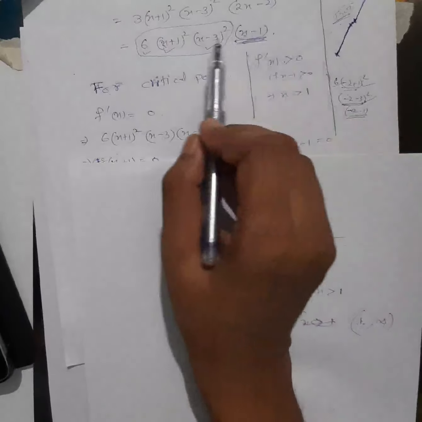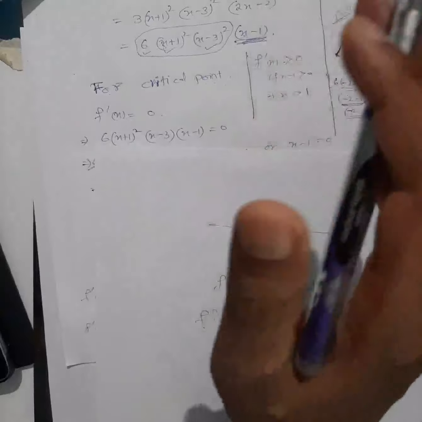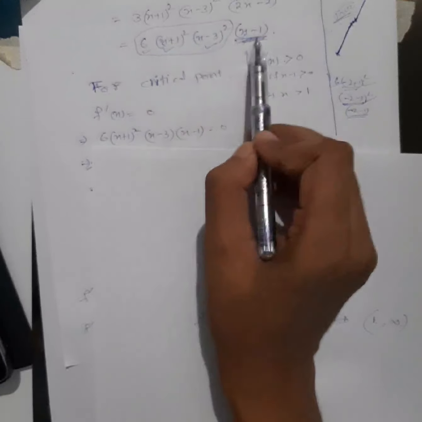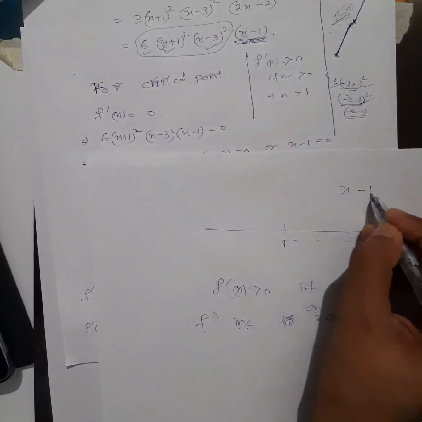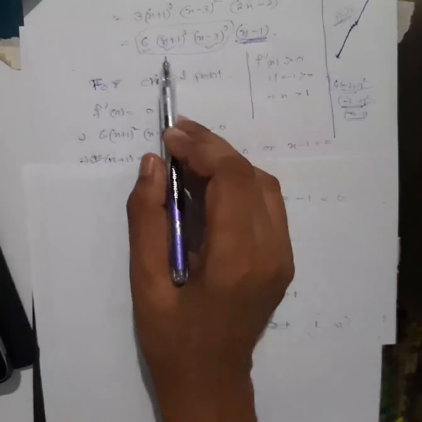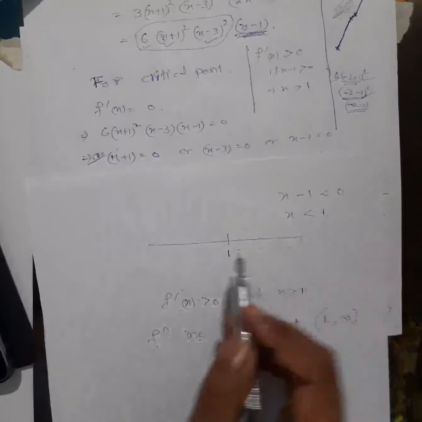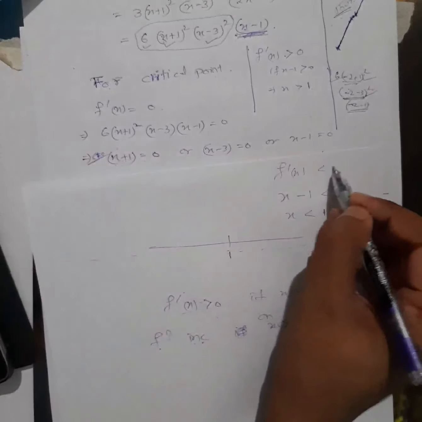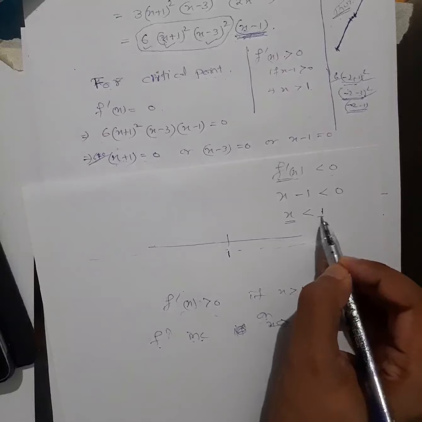Okay, for decreasing means what? This must become negative, that's it, right? I don't care about the neutral point here. Where it will become neutral, no need. I just want to know when it will be negative. So when will it be negative? When x minus 1 less than 0, right? X minus 1 less than 0 means x less than 1. Means if x is less than 1, then f dash x will be less than 0, means this will be negative.